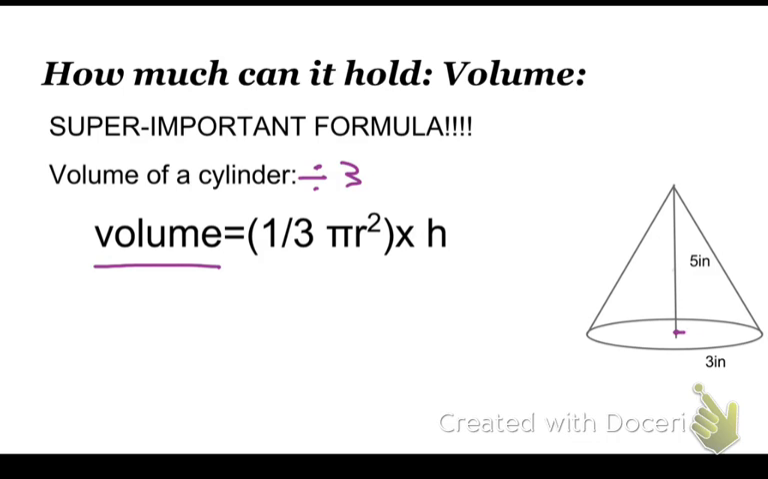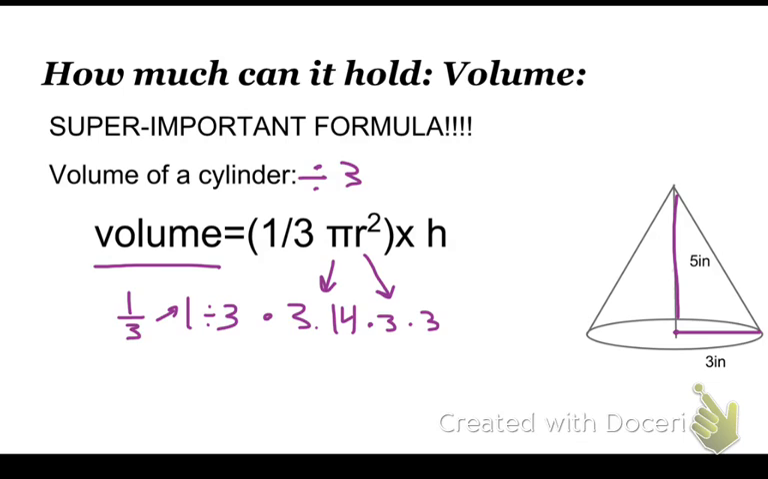Here I've got a cone with a radius of 3 inches. It is 5 inches tall, and we want to find its volume. How much can it hold? So using my calculator and the commutative property, I'm going to do 1 divided by 3 times 3.14, remember that's pi, times 3 times 3, which handles the radius squared, times the height, which is 5.